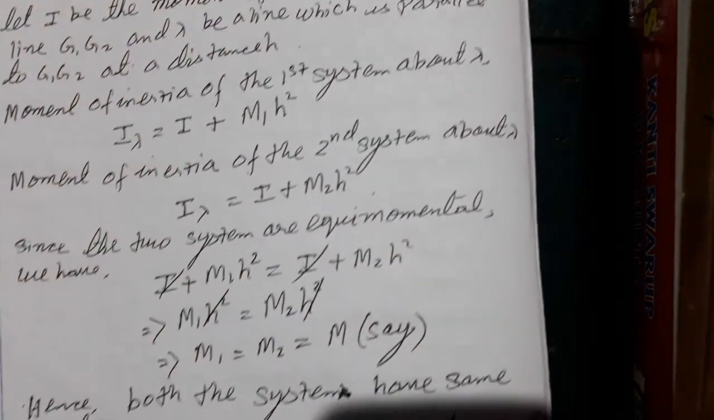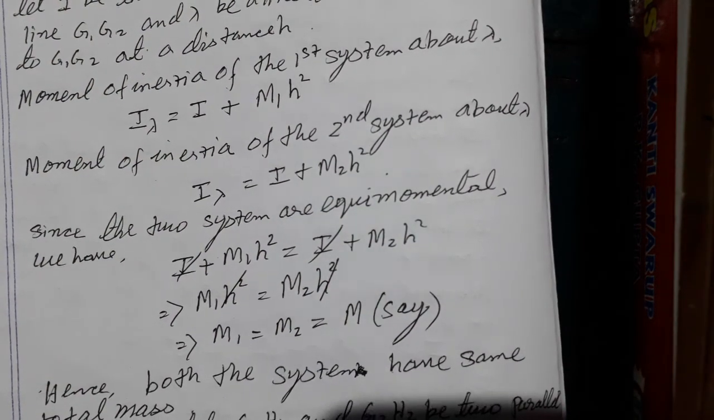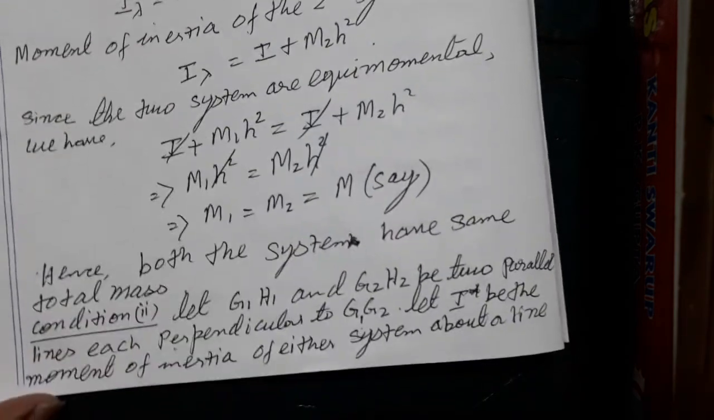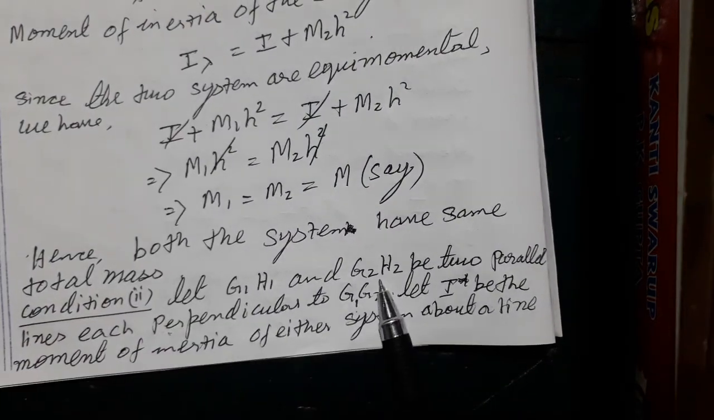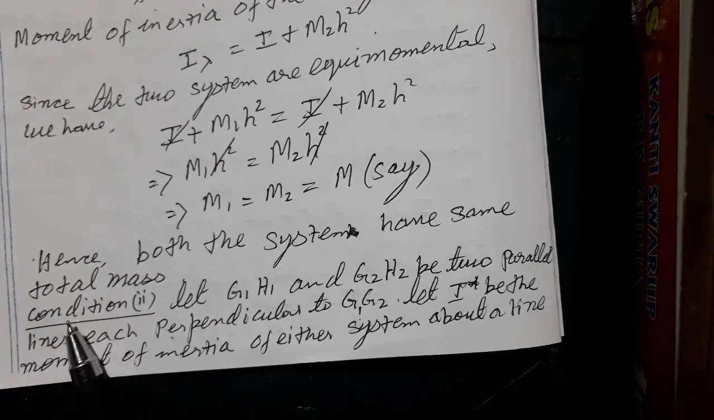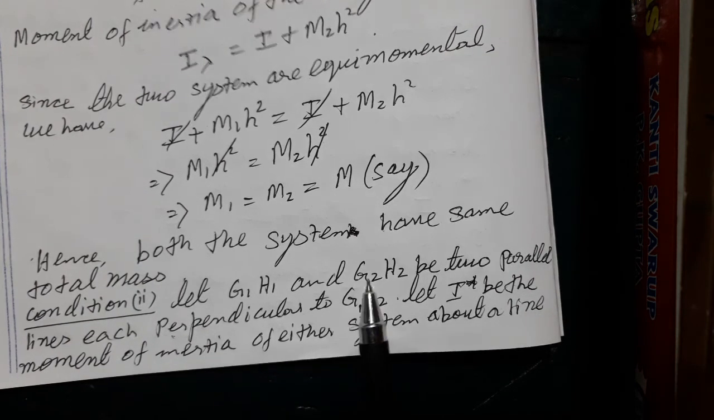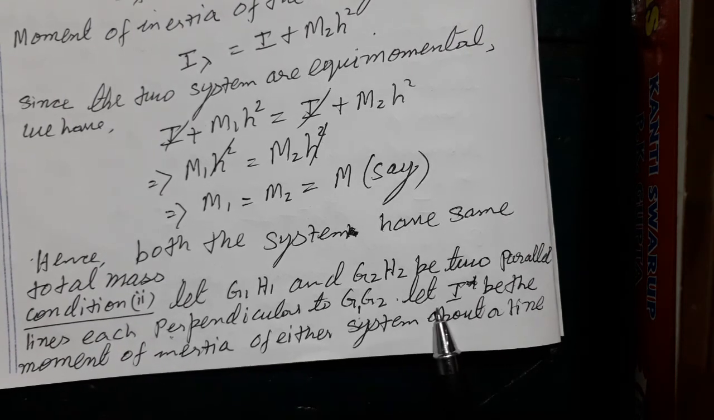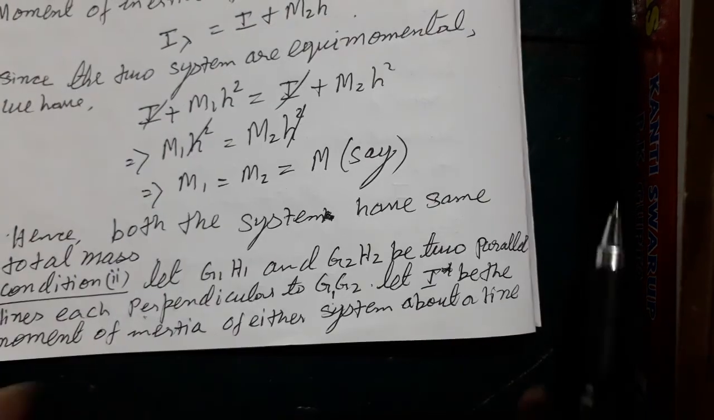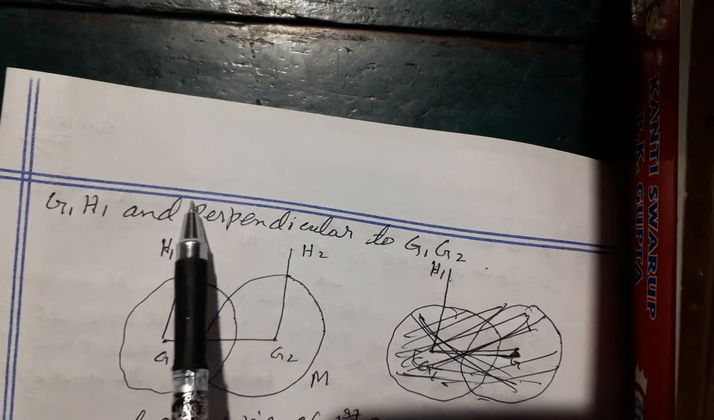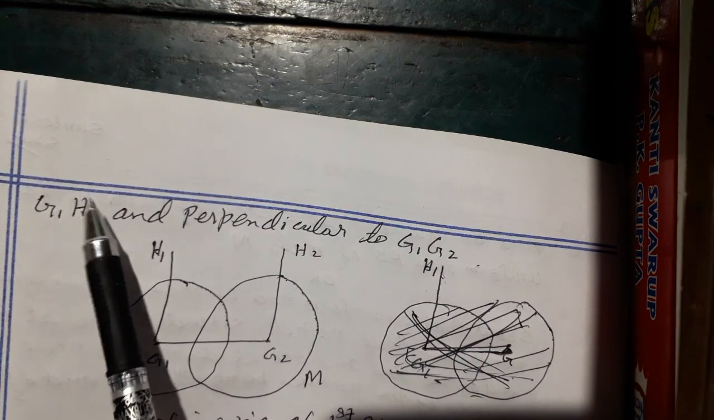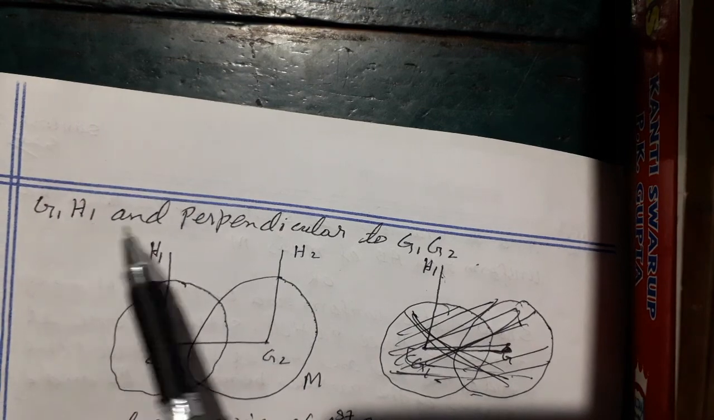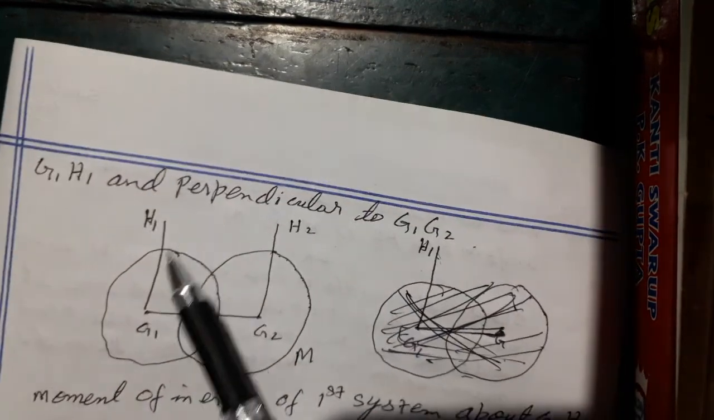Okay, so we'll take G1 H1 and G2 H2 to be two parallel lines, each perpendicular to G1 G2, and let I star be the moment of inertia of either system about a line lambda. Okay, about the line G1 H1. So the moment of inertia about the line G1 H1 is given to be I star, and this is perpendicular to G1 G2.